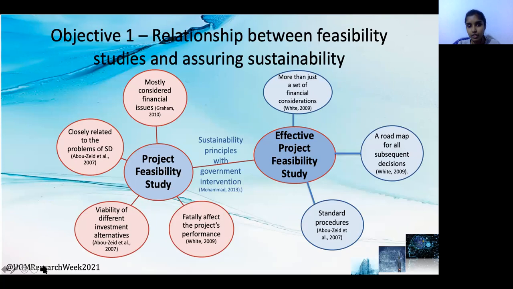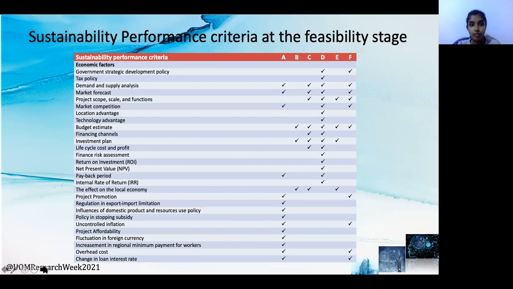However, clients are doing this project feasibility study mainly to consider financial issues and to ensure that they are getting the expected level of profit. So by incorporating the sustainability principles with government intervention, we can have an effective project feasibility study, which is a roadmap for all subsequent decisions, and it will ensure all three pillars of sustainability with a standard procedure. This table lists down the sustainable performance criteria identified through the literature review, and it includes 50 criteria from 6 research papers.